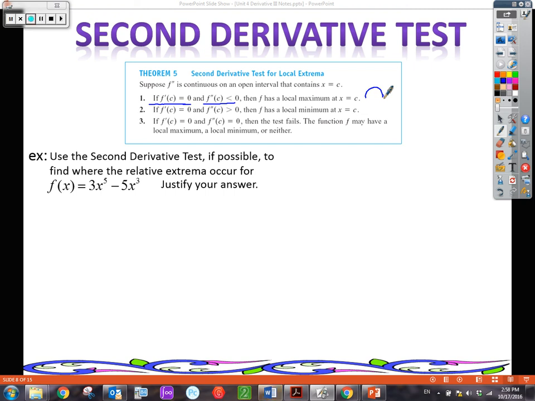Because that's basically what is generated when we're concave down. That's really the only thing that could happen, a maximum. So that's why we have a local maximum there. I want you to understand why. Why is it a local maximum?